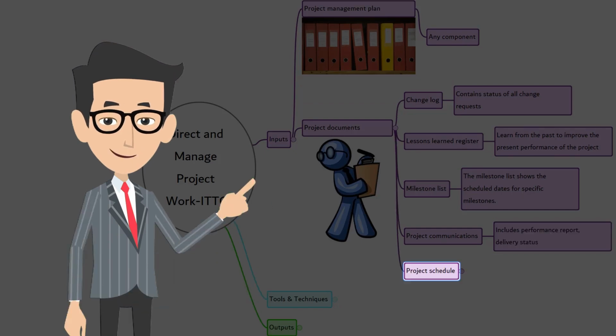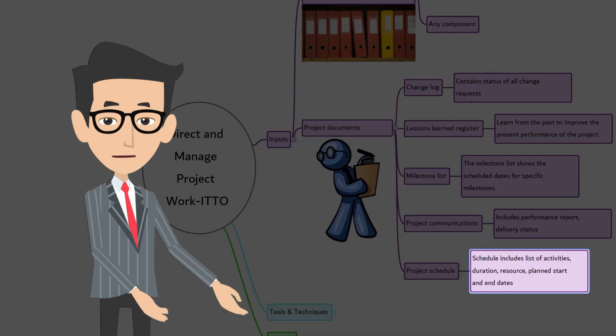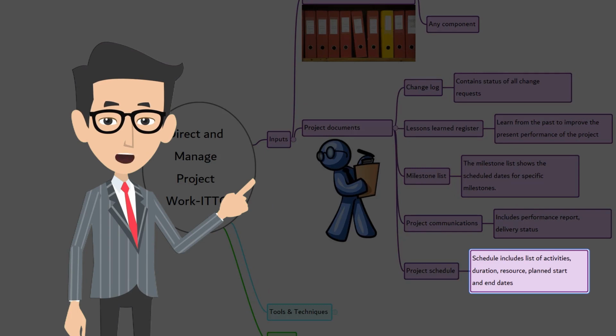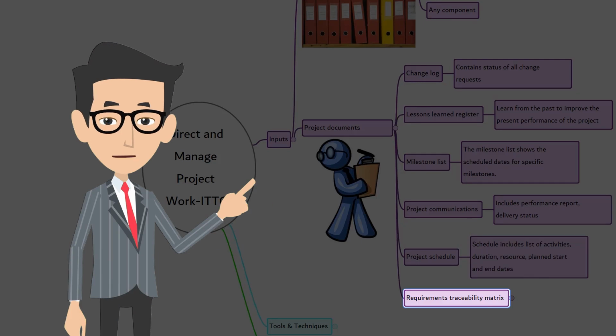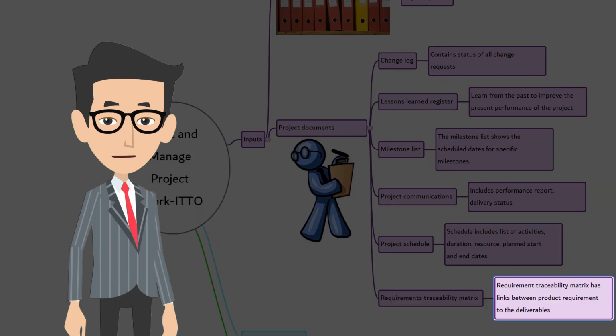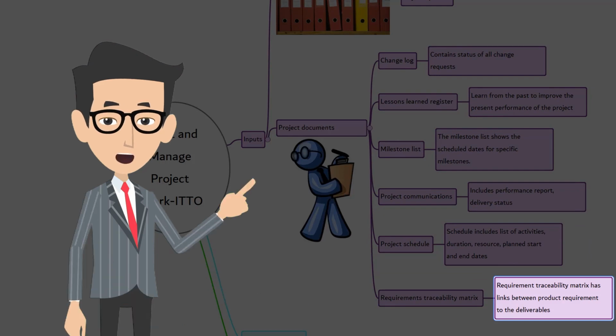the project. Project schedule. The project schedule includes the list of work activities, their duration, resources, and planned start and finish dates. Requirements traceability matrix. The requirements traceability matrix links the product requirements to the deliverables that satisfy stakeholders, and this helps the team to focus on the final outcomes.